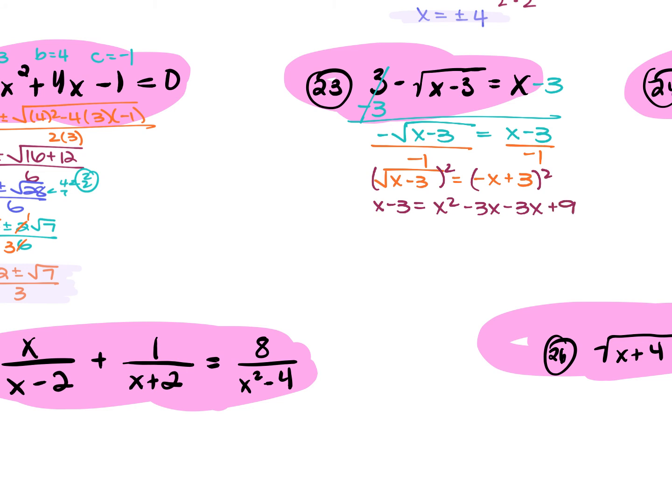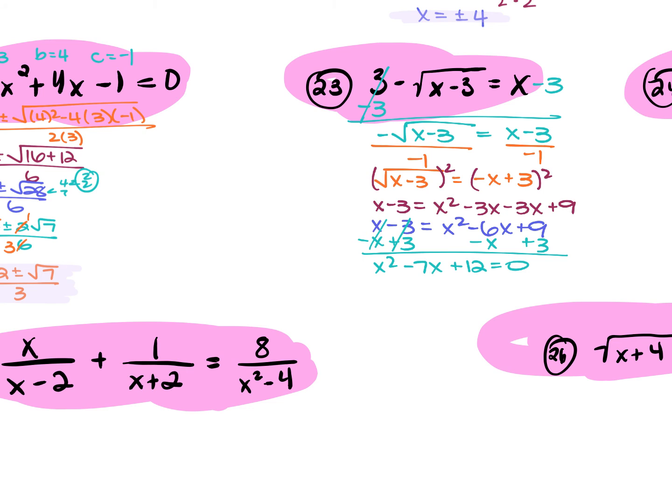You combine your like terms on that right side, and it becomes x minus 3 is equal to x squared minus 6x plus 9. Move your x and your 3 to the other side of this equation in order to solve it. It's got to be equal to 0. So subtract the x from each side, add the 3 to both sides. This is going to give you x squared minus 7x plus 12 is equal to 0.